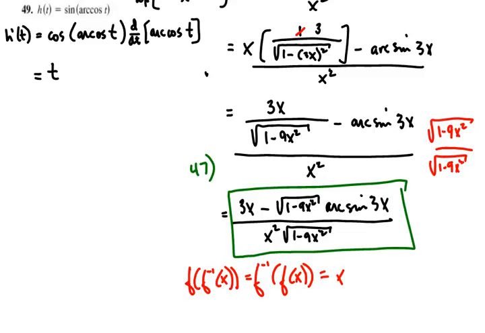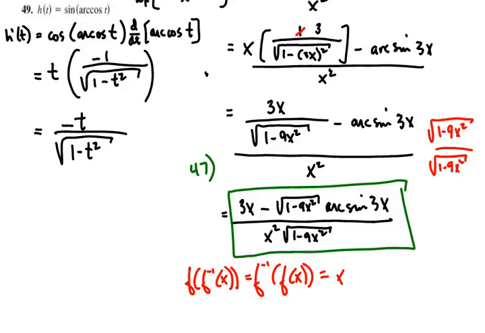Alright, and now I want to multiply that by the derivative of arc cosine of t, which we know is just the opposite sign of the derivative of arc sine of t, and that would be negative 1 over the square root of 1 minus t squared. And when I put these together, I would end up with something like negative t over the square root of 1 minus t squared.